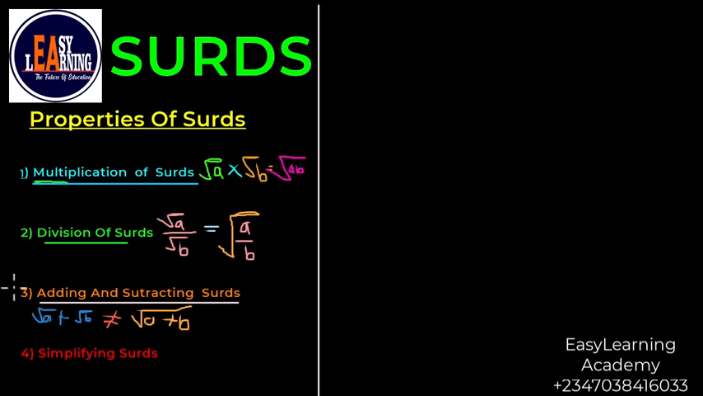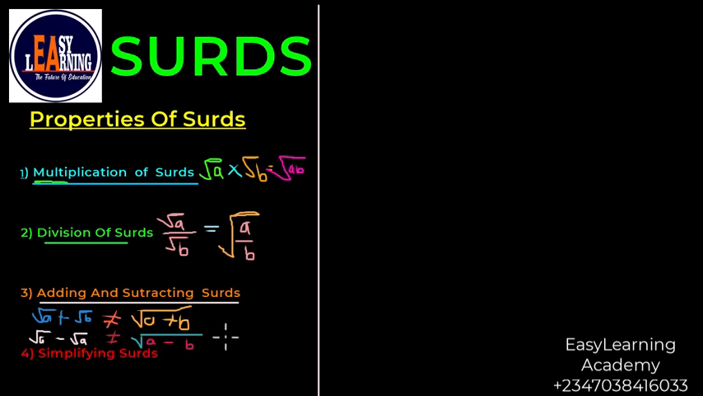Also, assuming it was subtraction, and we have surd A and we subtract surd B from it, this also cannot be equal to having everything together in one square root as A minus B. No, this is not correct. It's not correct.